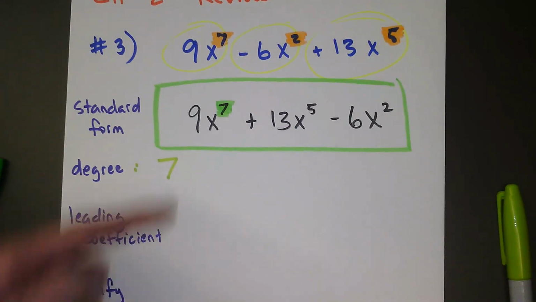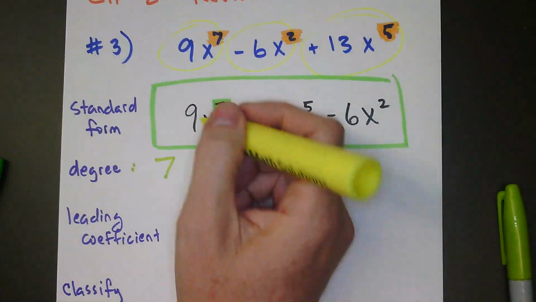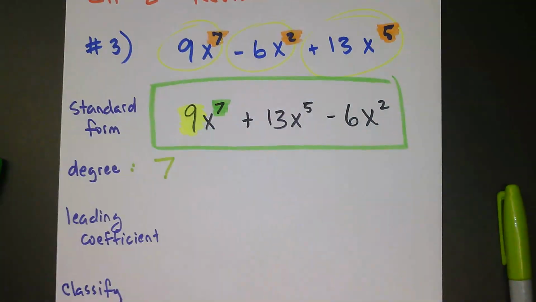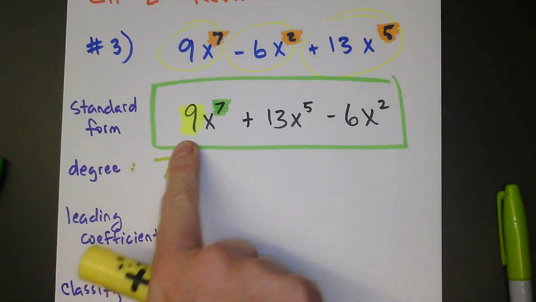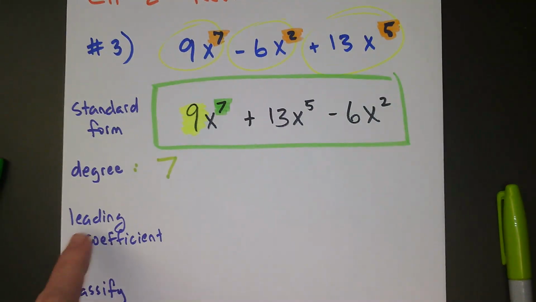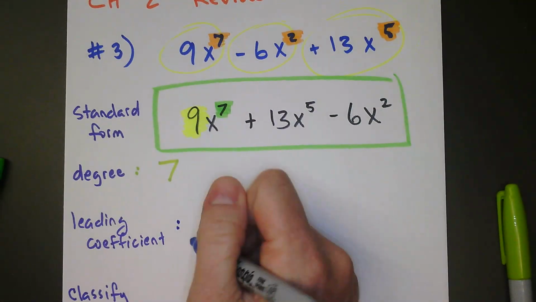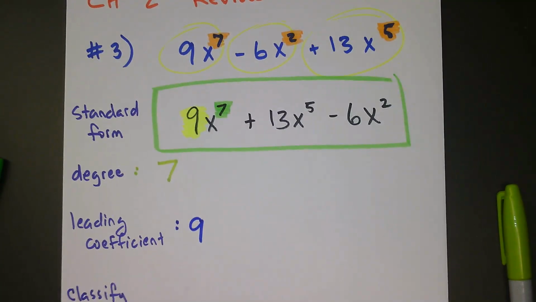Okay, leading coefficient also comes from this term, this monomial here. The coefficient on that term with the highest degree is the leading coefficient. So the leading coefficient here is 9.